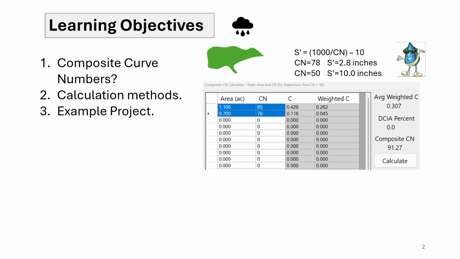One of the key learning objectives here is understanding that the composite curve number must be based on volumetric discharge, not a simple arithmetic average of individual curve numbers across a watershed. As we work through the example project, it will become clear why using a simple arithmetic average can lead to inaccurate results when estimating runoff volume.